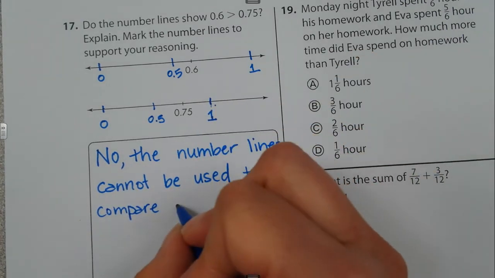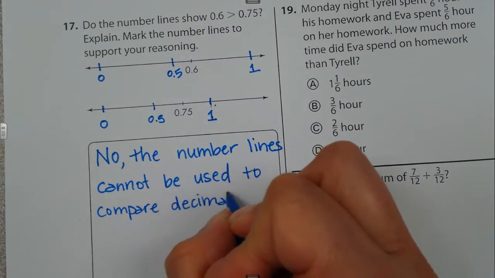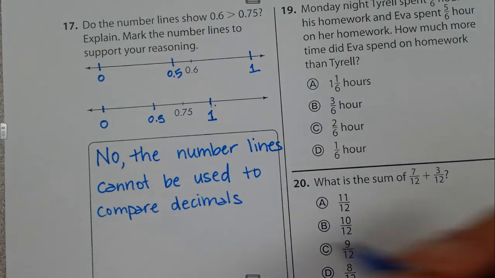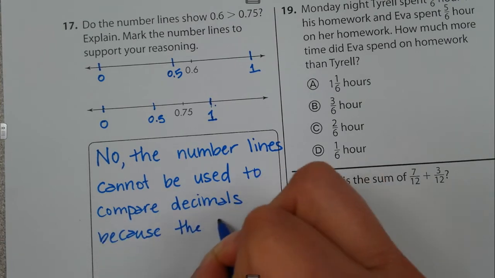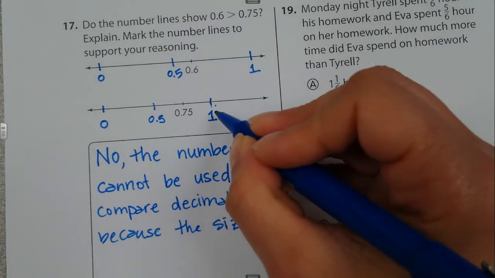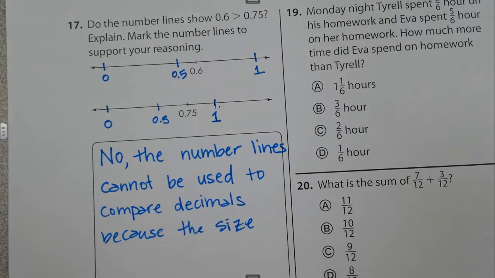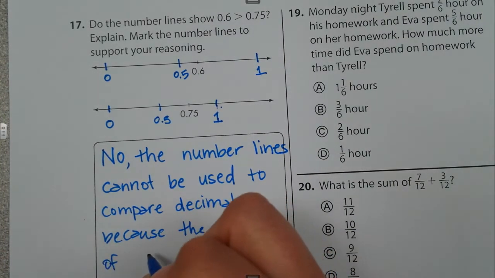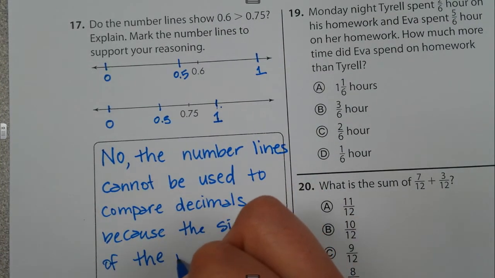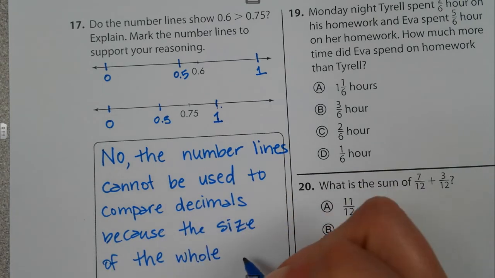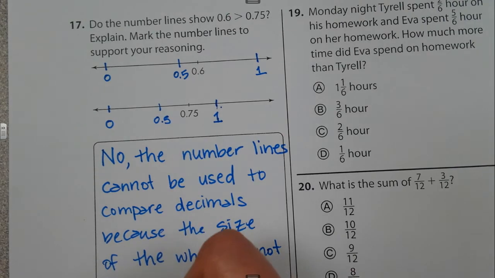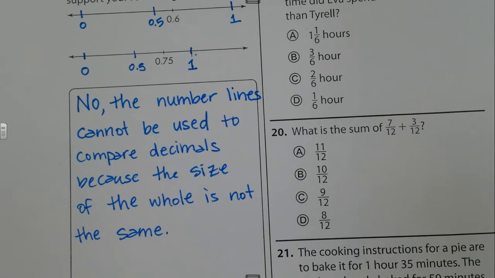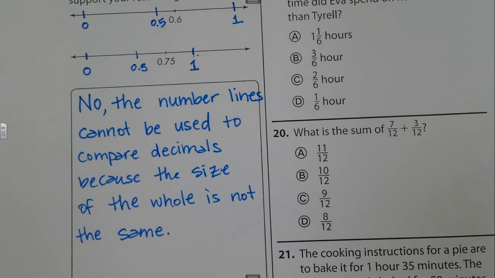And here I'm going to put decimals instead. They are numbers, but cannot be used to compare decimals because the size of the whole, which is where you get to 1 whole, here's 1 whole, there's 1 whole, the size of the whole is not the same. Oops, there you go. So that is for number 17.